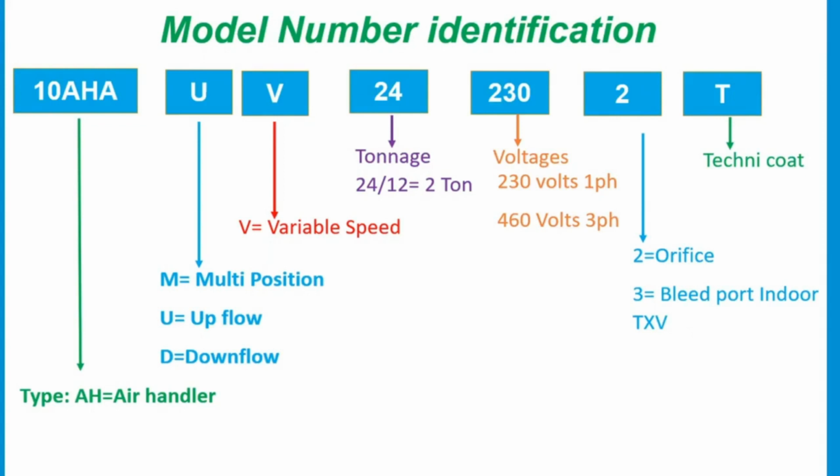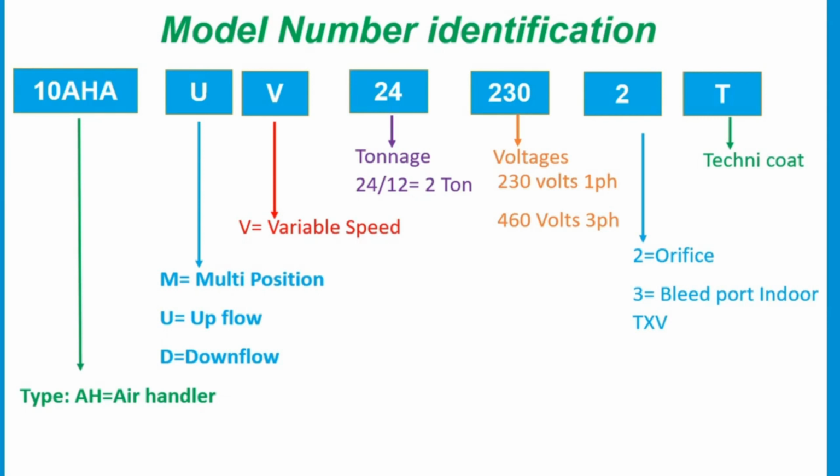Our next topic is model number identification. 10 AHA is the type. AH stands for air handler. U stands for upflow, D stands for downflow. The next letter is V. V stands for variable speed. The next one is 24. 24 stands for tonnage.